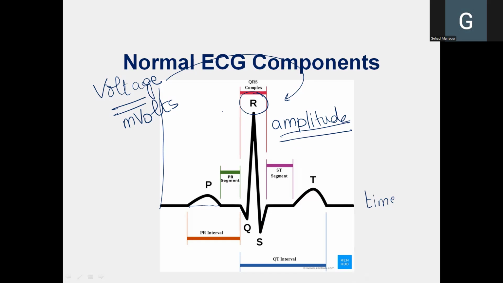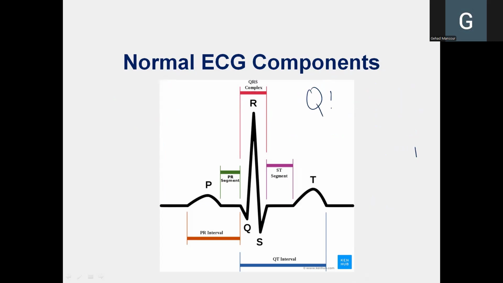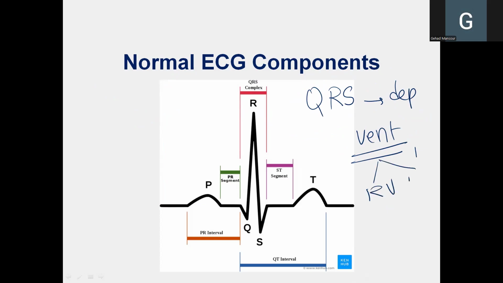And you can anticipate that the R wave, or the QRS complex as a whole, represents the wave of depolarization over the ventricles, as we will be seeing later on, because of course the ventricles have the thickest muscles. When we say that the QRS complex represents the spread of depolarization over the ventricles, we mean both ventricles, the right ventricle and the left ventricle together.